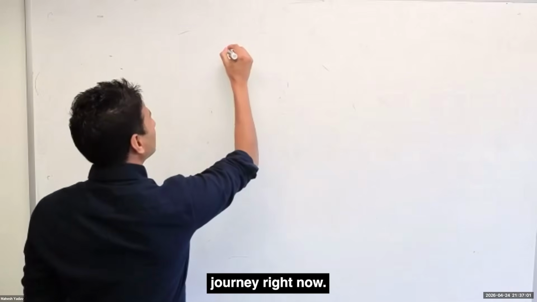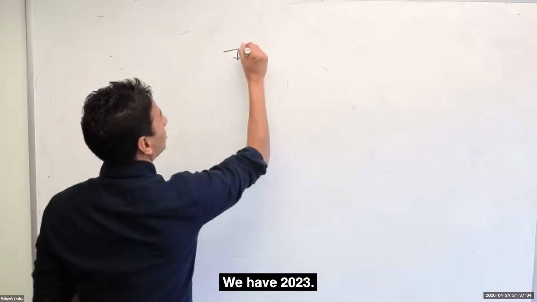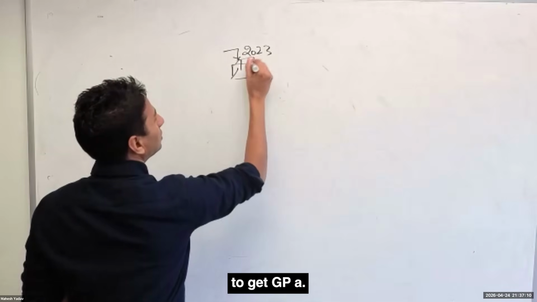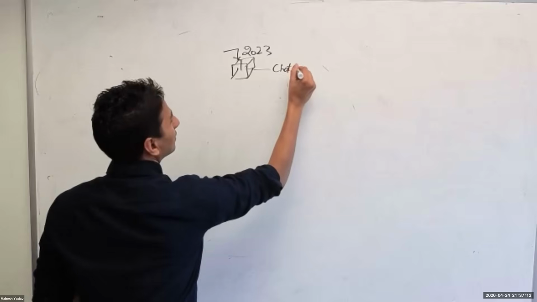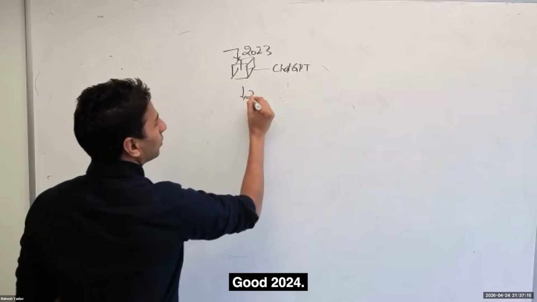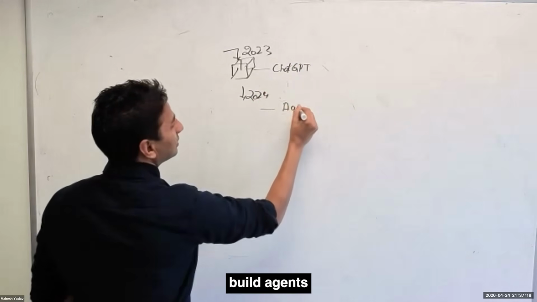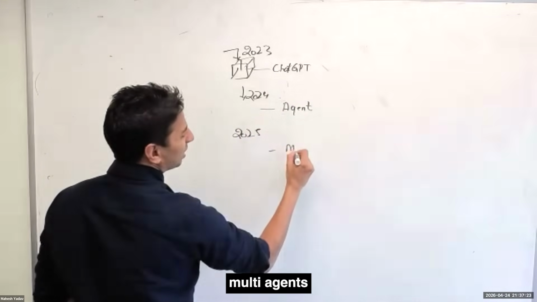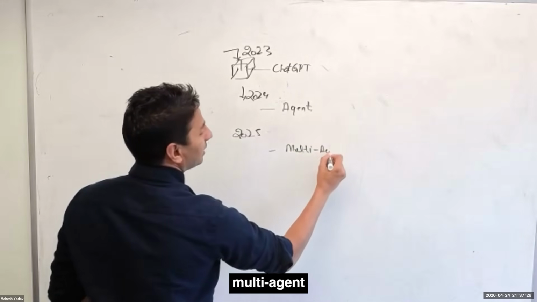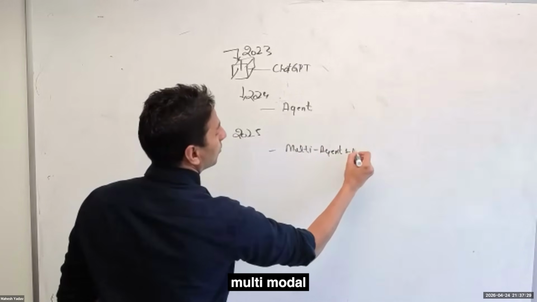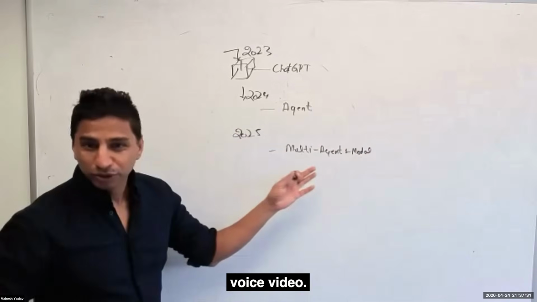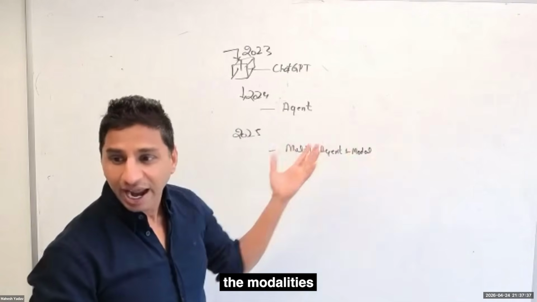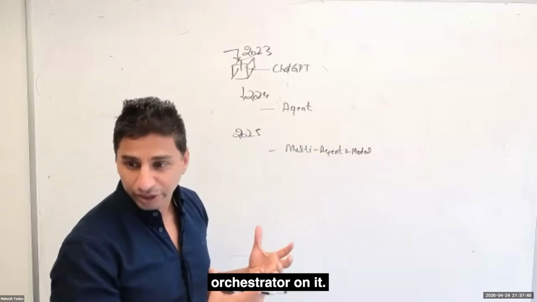Okay. So we have a journey right now. In 2023, we got models which you can use to do chit chats, ChatGPT. Good. 2024, you can build agents. 2025, you can build multi-agent, multimodal systems. Modal means now you can have voice, video. This is the world where you can convert audio, video, text, all the modalities, and you can build multiple agents with an orchestrator on it.